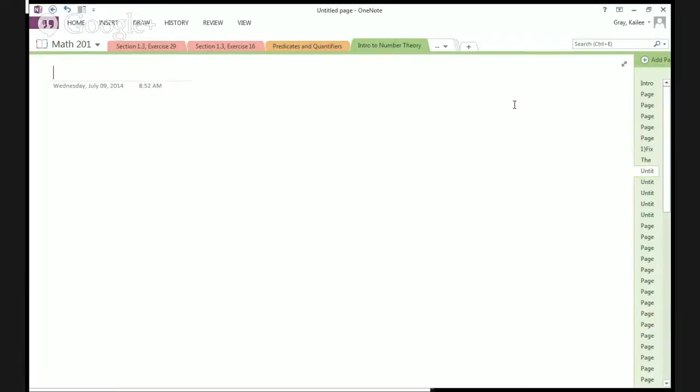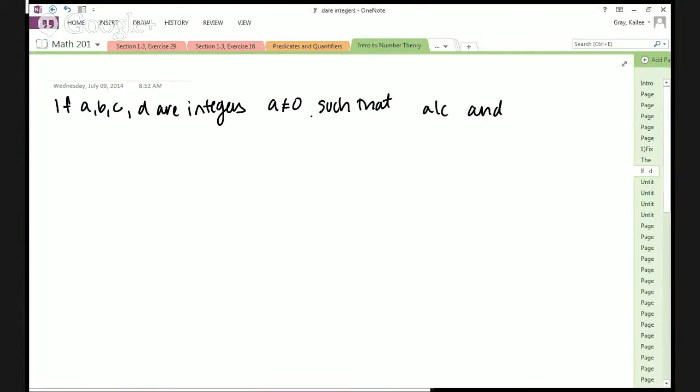So number 6, we're trying to show if A, B, C, D are integers and A is non-zero, such that A divides C and B divides D, then AB divides CD. Okay, so we want to prove this.